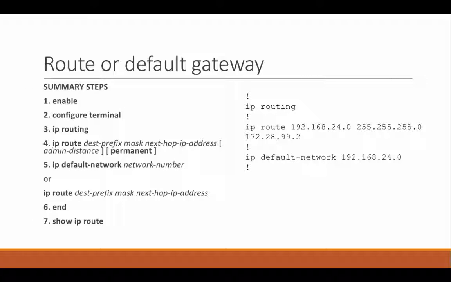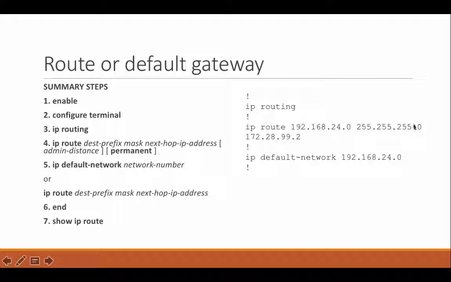So you just do enable, configure terminal, you do IP routing, and then you do IP route with the destination prefix, then the next hop IP address, and then the administrative distance if you want to, which makes it permanent. Then you do the IP default network, which is the network number, or you do IP route, which is the destination prefix mask with the next hop IP address, which is this exactly here.